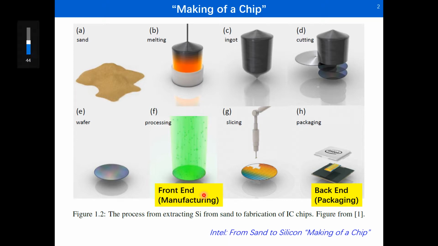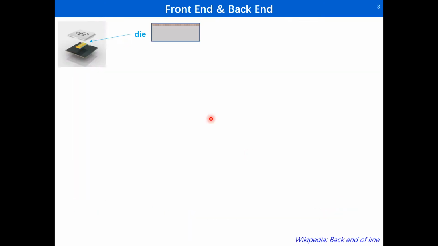Then we cut the wafer into small pieces, and we get a chip or a die. The last step is to package and protect the chip. This is also called the back-end process. Each piece we cut from the wafer is called a die, and only the very outermost surface, several microns of the die, is fabricated with devices and structures, and the bottom is nothing but silicon.